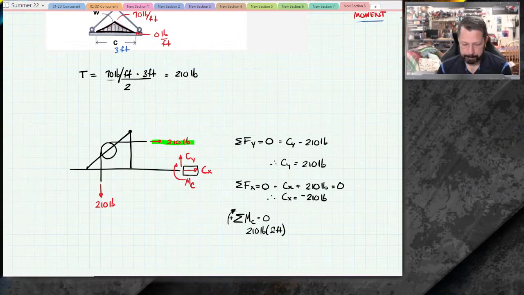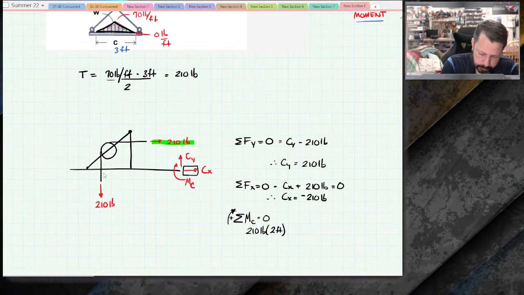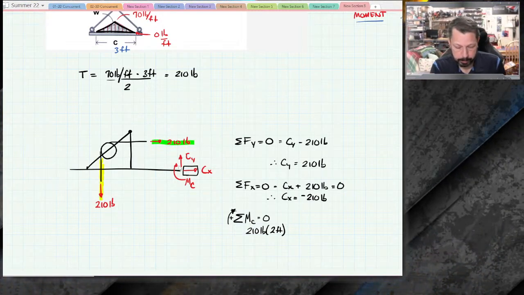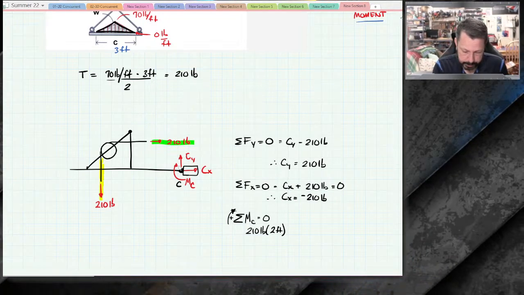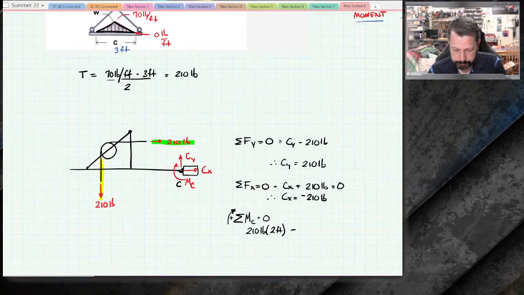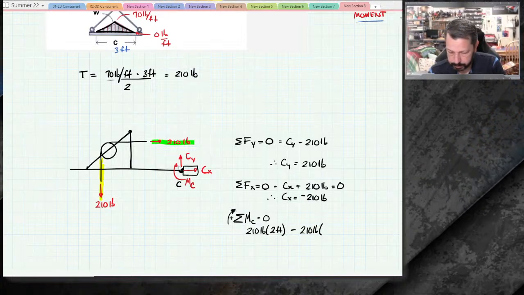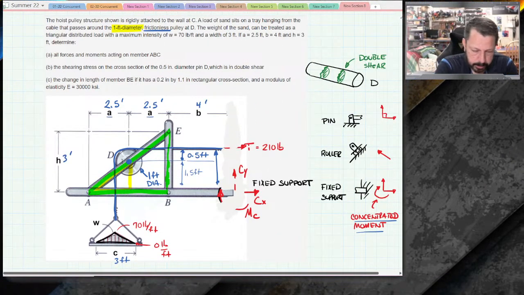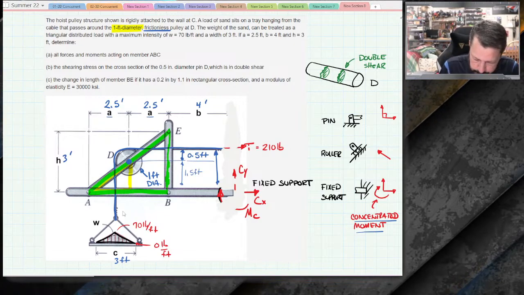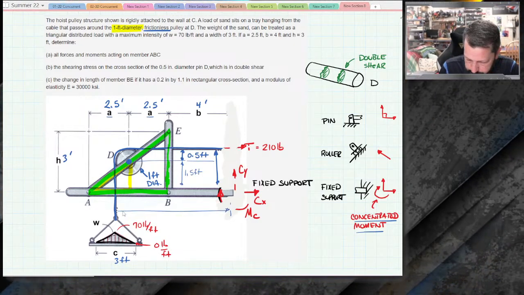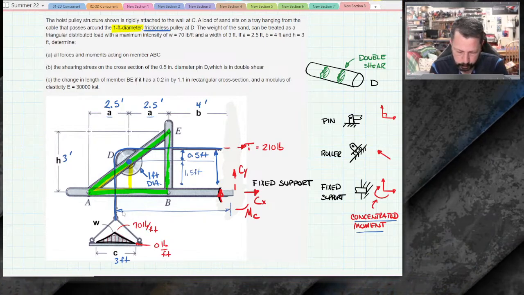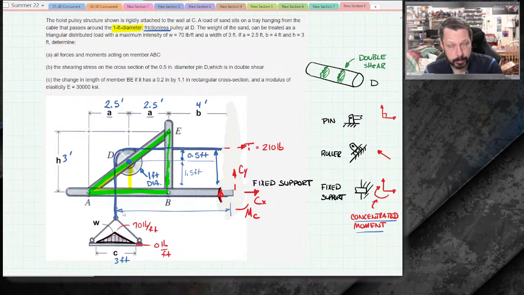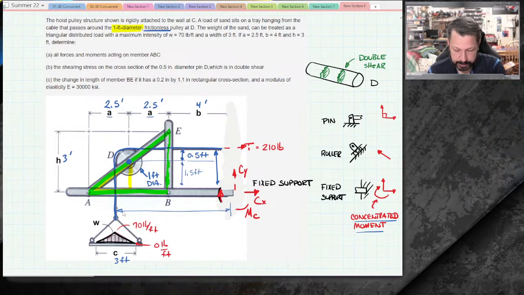All right. The other 210 pounds, so this one, is trying to go counterclockwise about point C. There's point C. So I'm going to give it minus 210 pounds times its moment arm. Wait, let's go back to our picture. Is this distance. So I want that distance, which is 4 plus 2.5 plus 1/2, the radius of the pulley. So that's 7 feet.